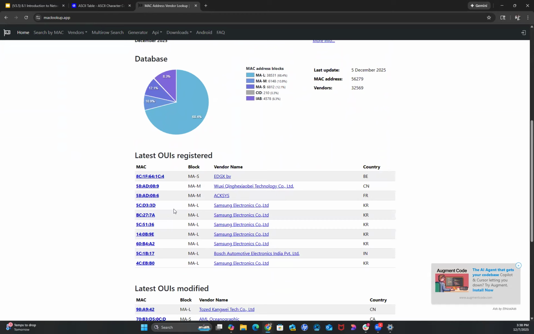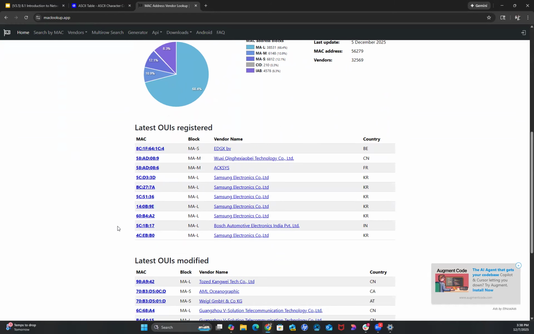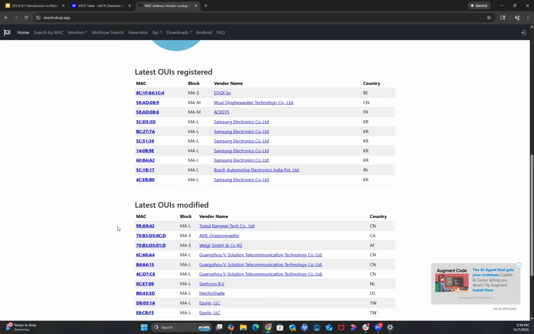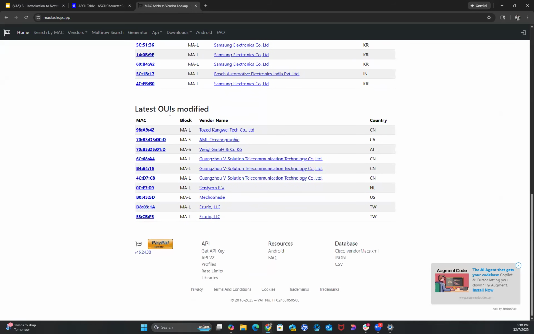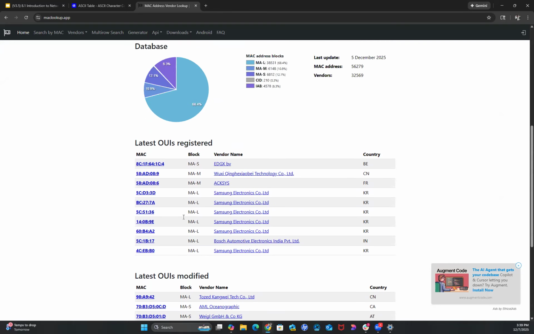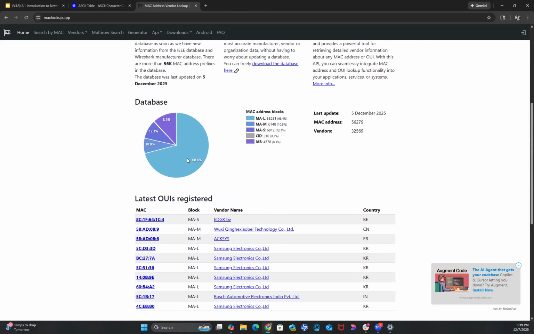Suppose you see this is Samsung Electronics Company, and this is the MAC address 5C D3C3D. Samsung has lots of MAC address prefixes. Then you see this is the OUI modified latest. This is the Azure MAC address, which is totally different. I get it now.